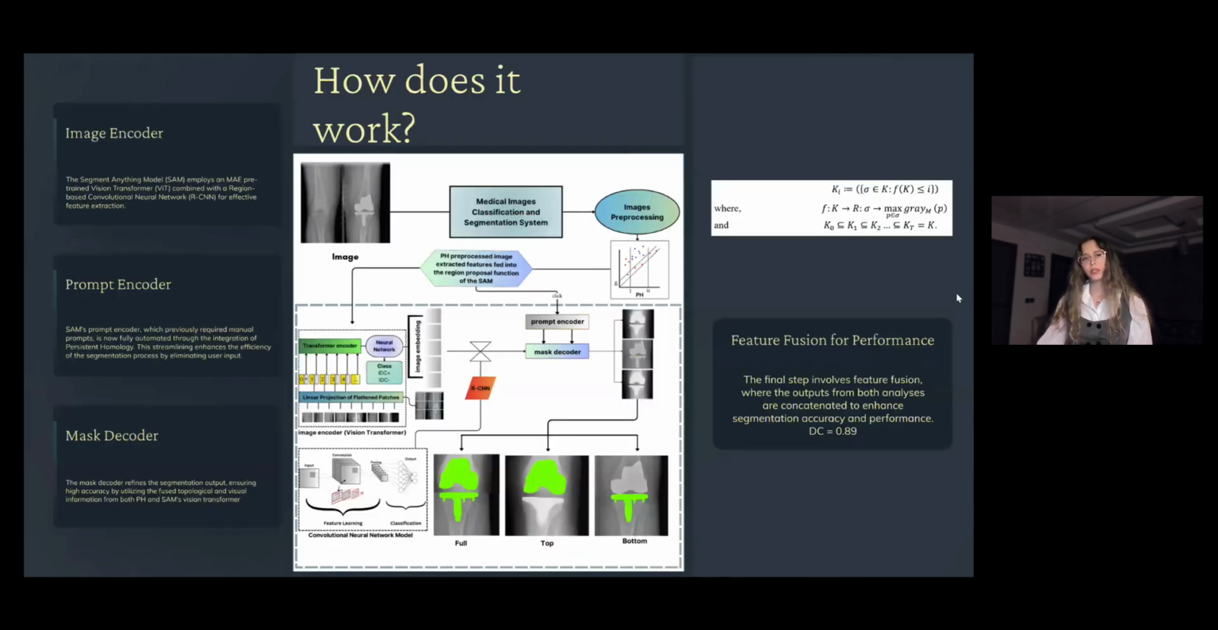How does it work? It's very simple. The PHSAM model proceeds through the following stages. For the input, it takes a knee X-ray image, converts it to grayscale, and pre-processes it. Persistent homology constructs a filtration, defined in the equation right there, based on grayscale intensities and extracts persistence diagrams, identifying topological features like connected components and voids that persist across scales. These features are then used to derive regions of interest, acting as automated prompts. The image and these prompts are then fed into the SAM architecture.